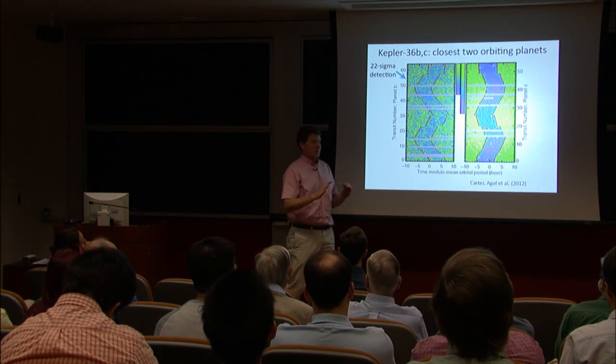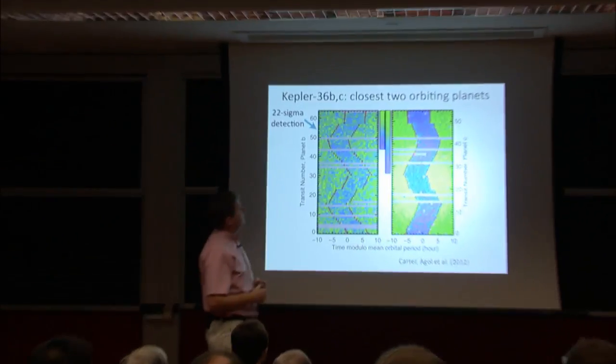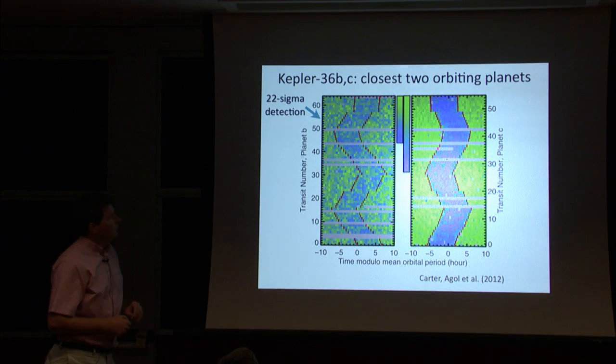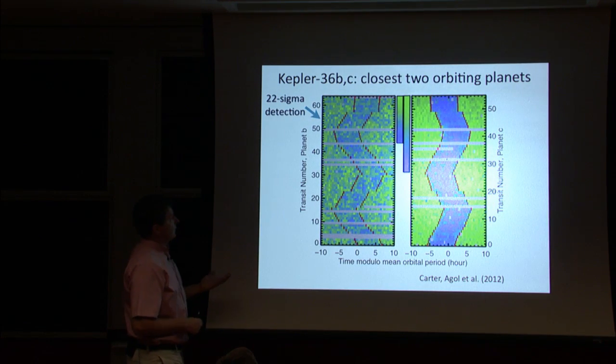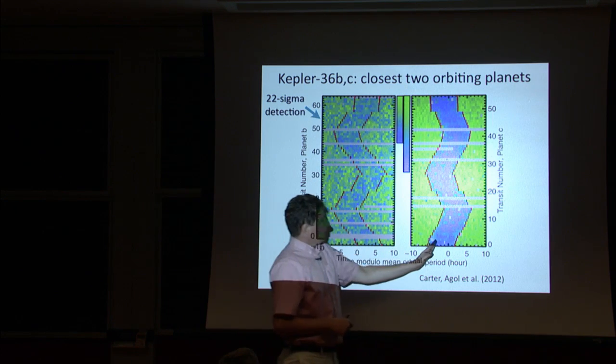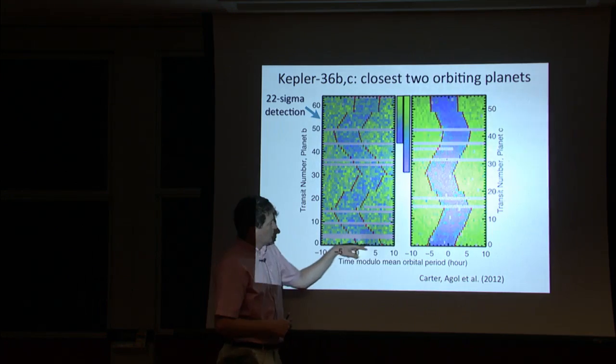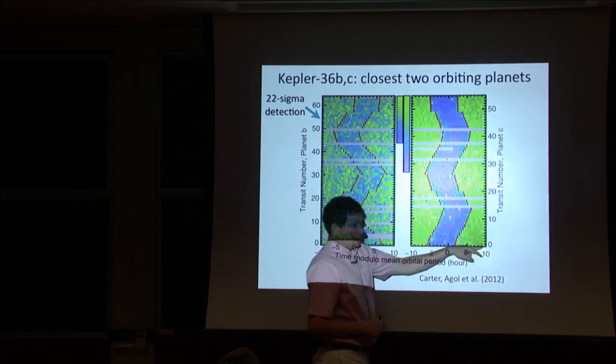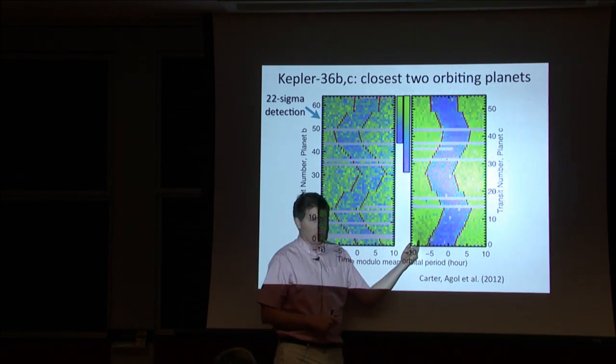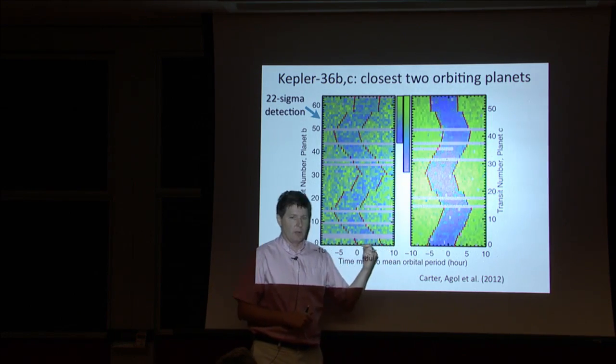Well, it wasn't the first one, but the best one of this first search for quasi-periodic transiting planets. This is known as Kepler 36b and c. C has very deep transits. This is what we've called a river plot, where each row is a transit of the planet, and green represents brighter, blue represents dimmer.